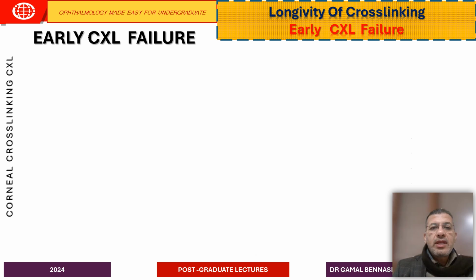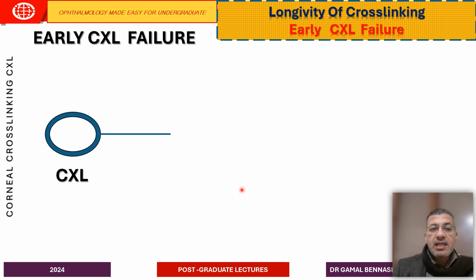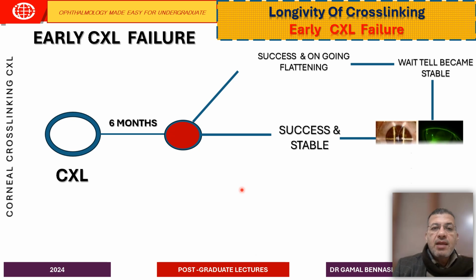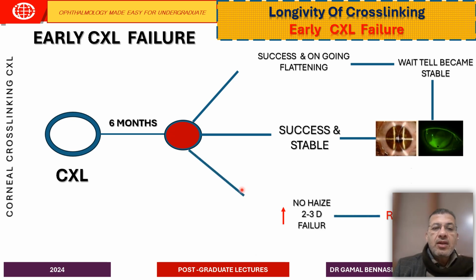As I said, to define the longevity of your cross-linking, we have to divide the failure of cross-linking into an early failure and late failure. For early failure, there are certain reasons which usually happen due to the procedure itself: the way that you have done the cross-linking, the concentration of riboflavin, the availability of oxygen, the fluence and the intensity of your ultraviolet, and so on.